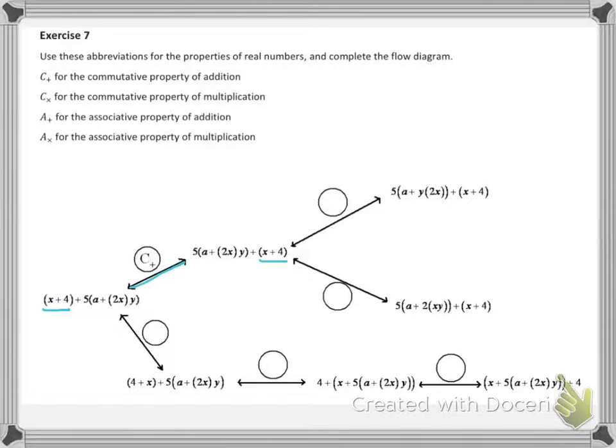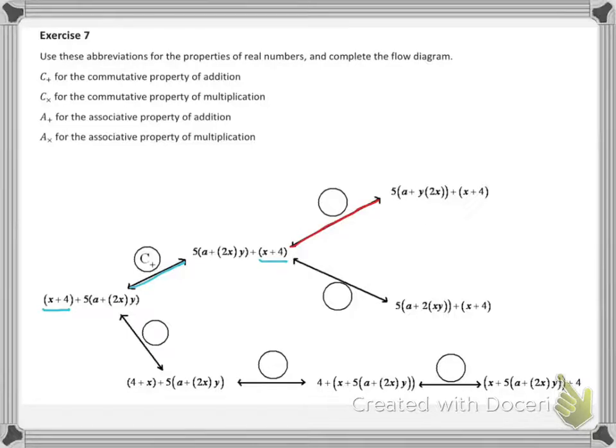So instead of saying x plus 4 plus that other mess, we changed it to the mess plus x plus 4. All right, so that's the commutative property of addition. Good. Let's see what's going on in this one right here.